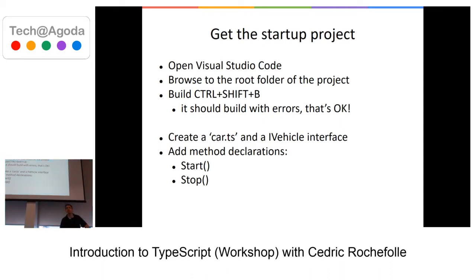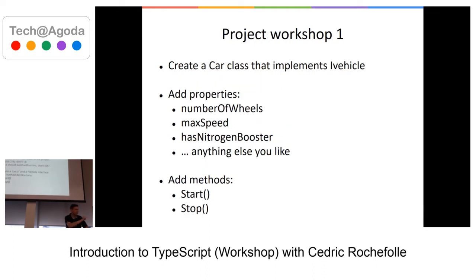So we have our file with the interface and the two methods. Now let's create a car class that implements the methods. I'm sharing the properties that were there earlier. We have number of wheels, which should be a number. The max speed should be a number as well. Has nitrogen booster, and you can add any property you want to play with as well.